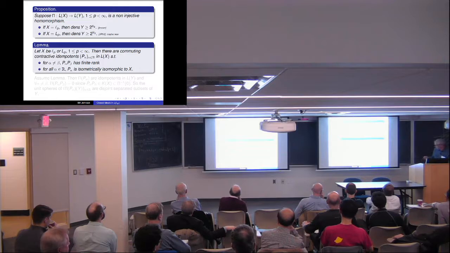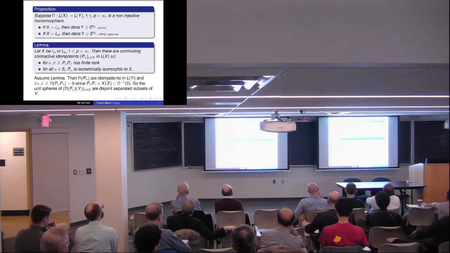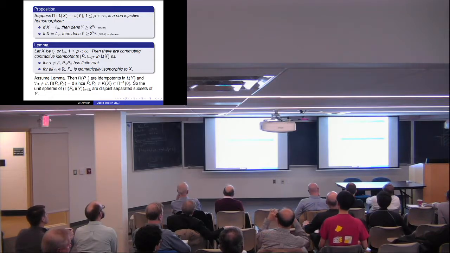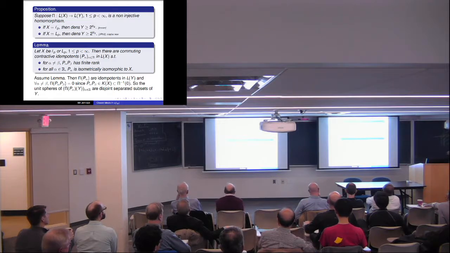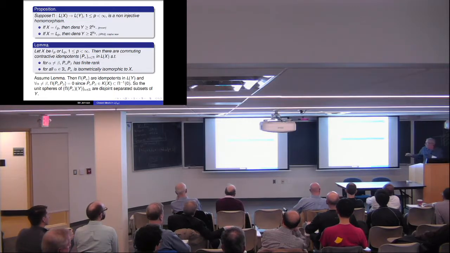So if you assume this, then you can take these idempotents and send them over to L of Y, where you have this representation or this homomorphism. And then the homomorphism pi has to map the composition of any two into 0, right? Because it's a non-zero homomorphism, so it has to kill the ideal of compact operators, and finite rank operators are compact.